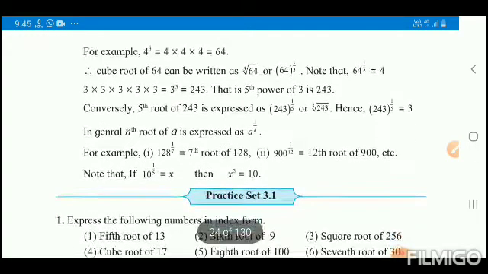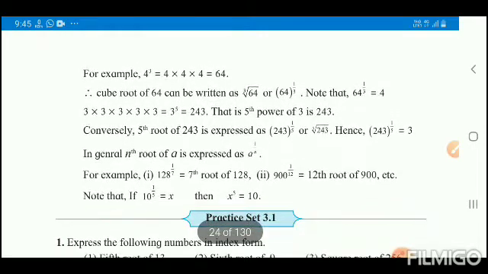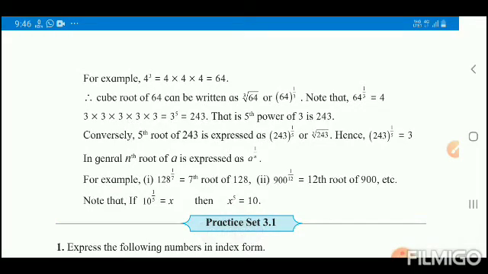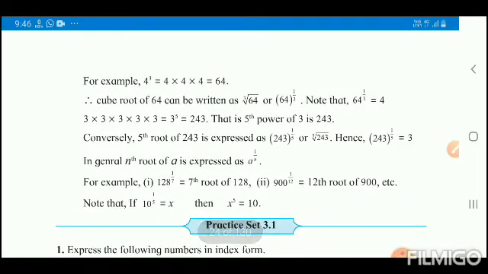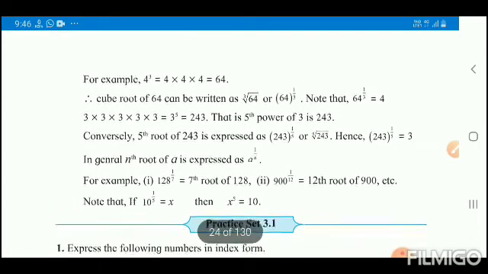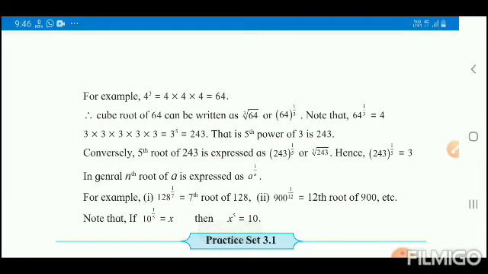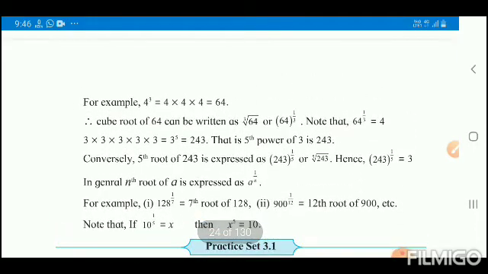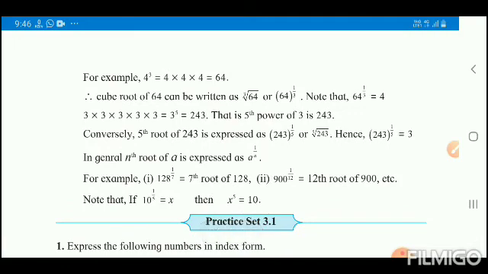In general we can write the nth root of a is expressed as a raised to 1 upon n. This is the nth root of a. For example, look here, they have given 2 examples. 128 raised to 1 upon 7. What is meant by this? The 7th root of 128. The next example they have given is 900 raised to 1 upon 12, which means the 12th root of 900, etc. Now note that if 10 raised to 1 upon 5 is equal to x, then you can write that x raised to 5 is equal to 10.